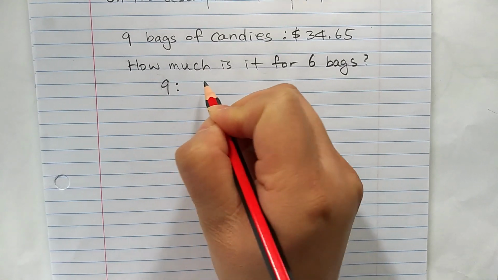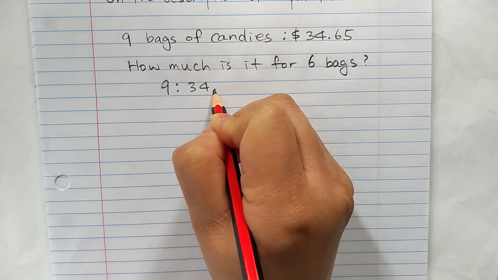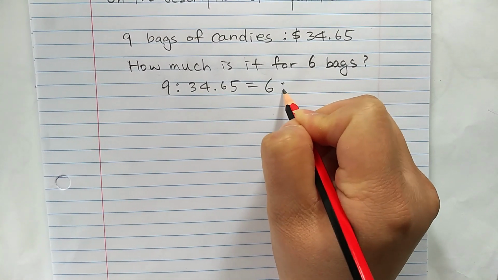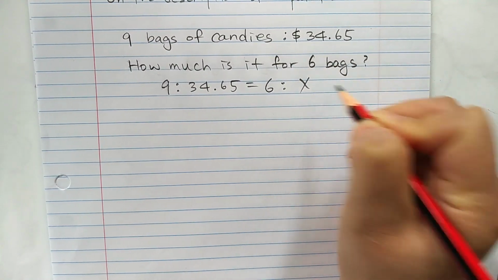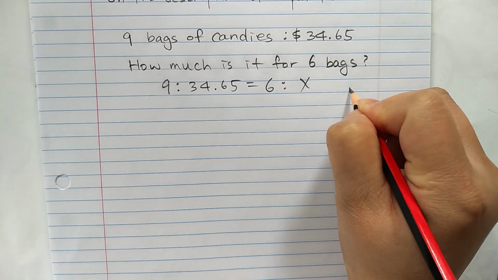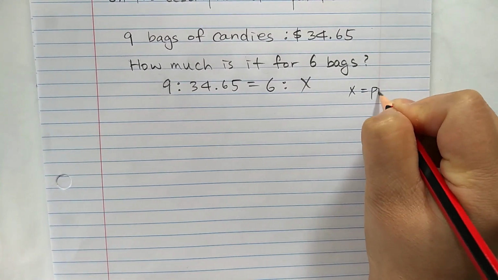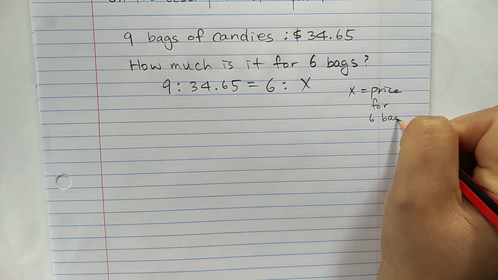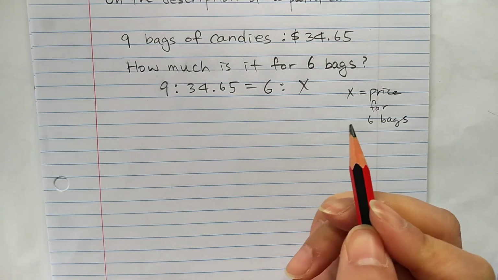9 bags for $34.65 is equal to 6 bags for some X amount. And X here is the price for 6 bags. Now what do we do?